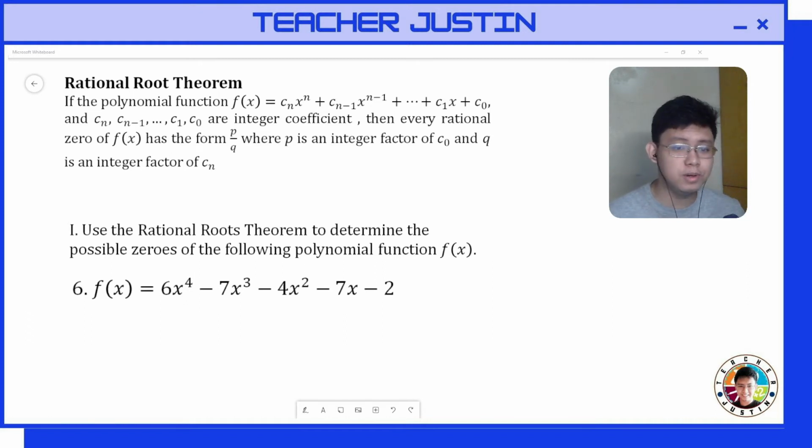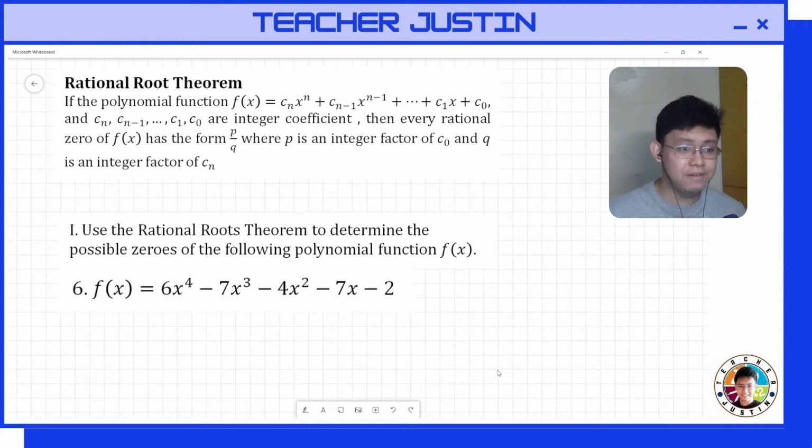On today's topic, we're going to talk about the Rational Root Theorem. Now, what is the Rational Root Theorem? The Rational Root Theorem is a method that we can use in order for us to determine the possible zeros of a polynomial function. So, let's have an example.